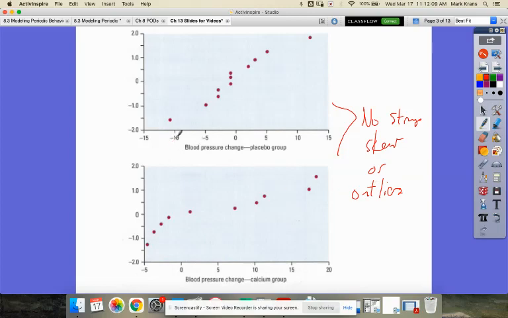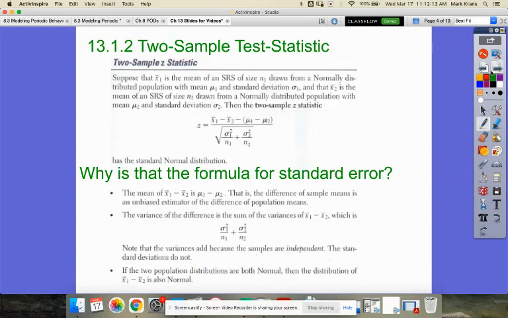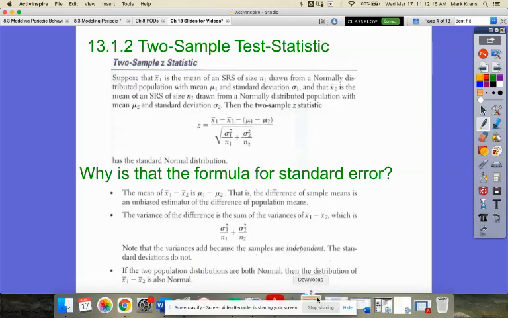So those are the conditions we need for inference, and we'll talk more in the next video about the actual test statistic and performing the inference.